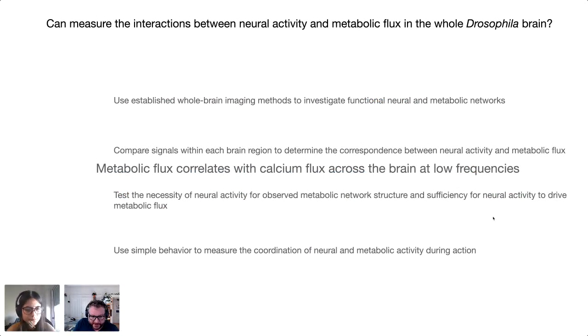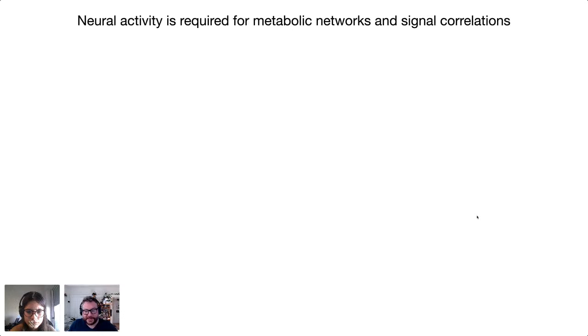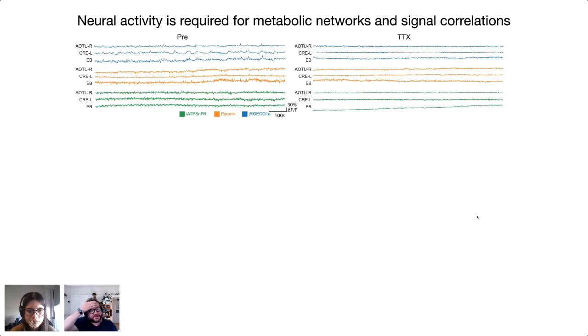So to get further into the weeds on that one, we wanted to test whether neural activity itself was necessary for metabolic network structure and correlation between the two signals, and also whether neural activity is sufficient to drive metabolic flux itself. To test this, I did what could be considered a rather crude experiment, but effective. That was to do the same preparation, same whole brain imaging method, and look at signal before and after whole brain bath application of tetrodotoxin. Tetrodotoxin essentially blocks action potentials.